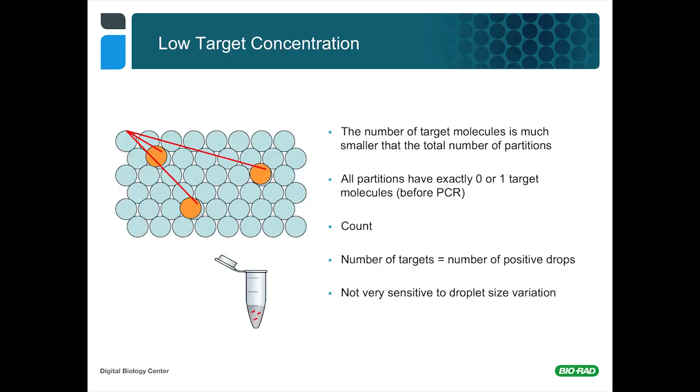Now, we can operate this under a couple of different conditions. At low target concentration, which is the classical condition under which digital PCR has been practiced, the number of target molecules is much smaller than the total number of partitions, shown here by only 3 orange droplets amongst many blue or negative droplets that don't have the target. So partitions have either 0 or 1 targets in them. We count the positive droplets, and essentially that count tells us how many target copies of interest are present in the volume of sample that has been queried here. So it's very straightforward.